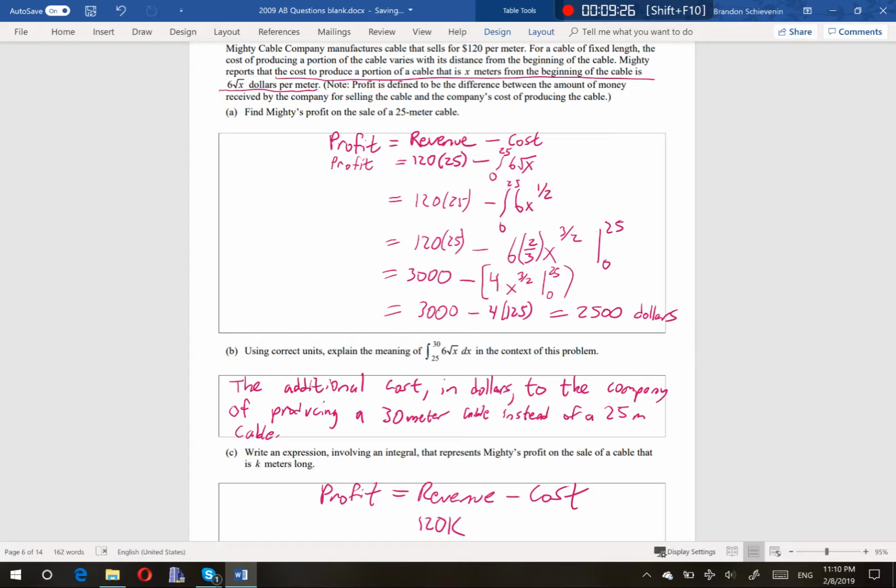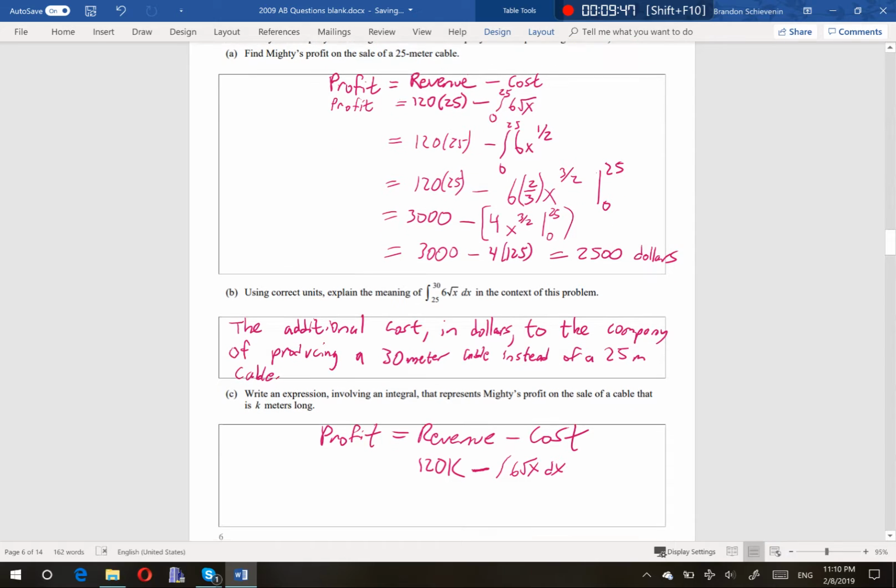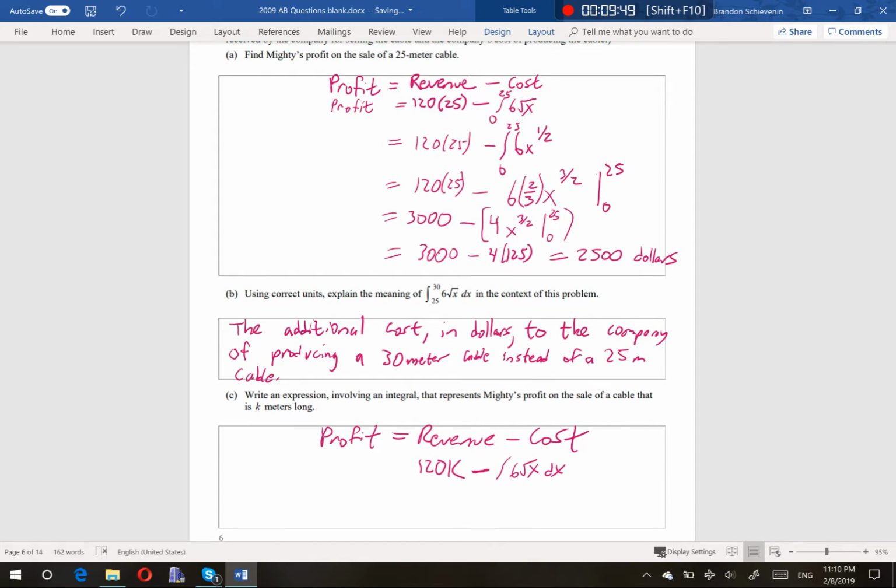Then I'll have to subtract my costs, which is based on an integral. So what would my integral be? Integral of 6 root x. I'm going to integrate 6 root x from what to what? From 25 to 0. Not 25 to 0, no. That would tell me just to a length of 25. I want to go to a length of k. Okay, from 0 to k.